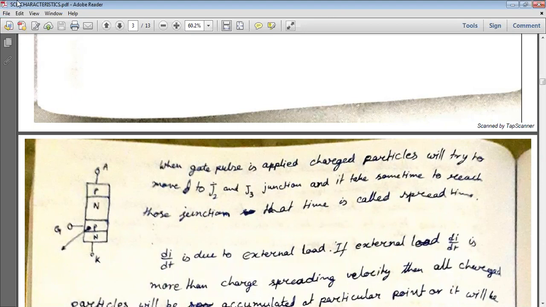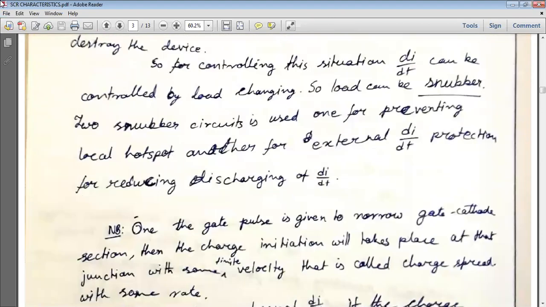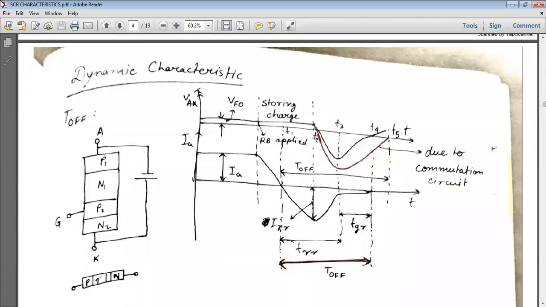Now let us discuss the dynamic characteristics. This is our dynamic characteristics. T off. That was T on. Now T off. In the T off mechanism, the device is in conduction state. During switching, it is a minority carrier device, so it will store charge due to conductivity modulation.